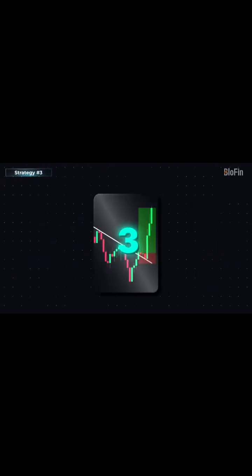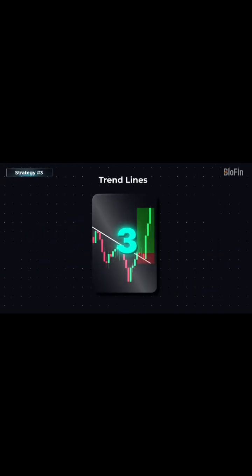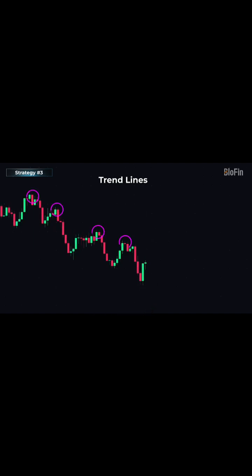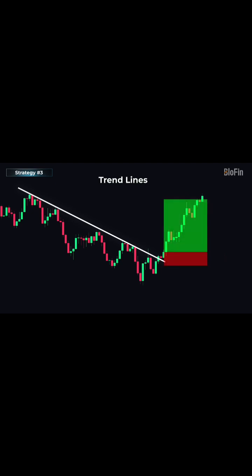Now moving on to the third strategy. For this strategy, we're going to use a concept called trend lines, a simple line that connects multiple swing points in price. The key idea behind the trend line is that if price breaks out of it, there's a high chance it'll move sharply in the direction of that breakout. So, if we can time our entry before the breakout happens, we can potentially enter a setup with a very strong risk-to-reward ratio. That's exactly why this is one of my favorite strategies.